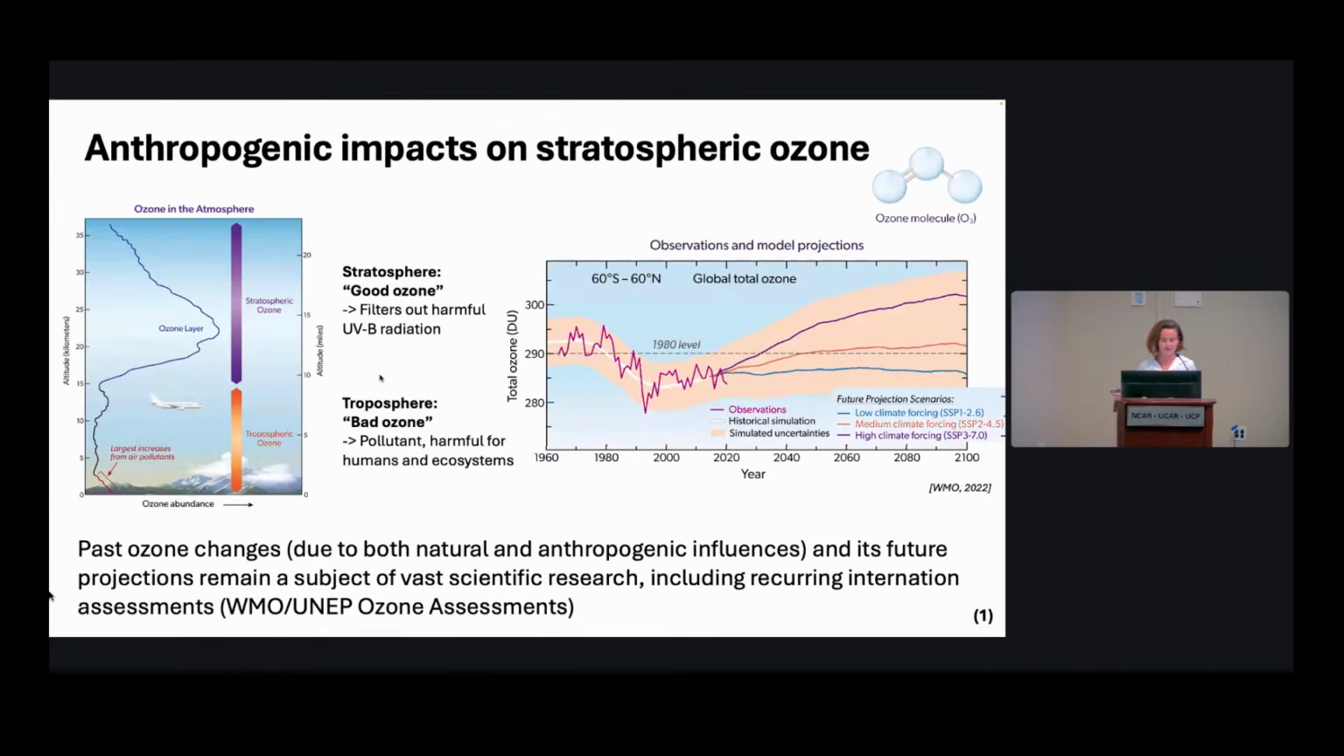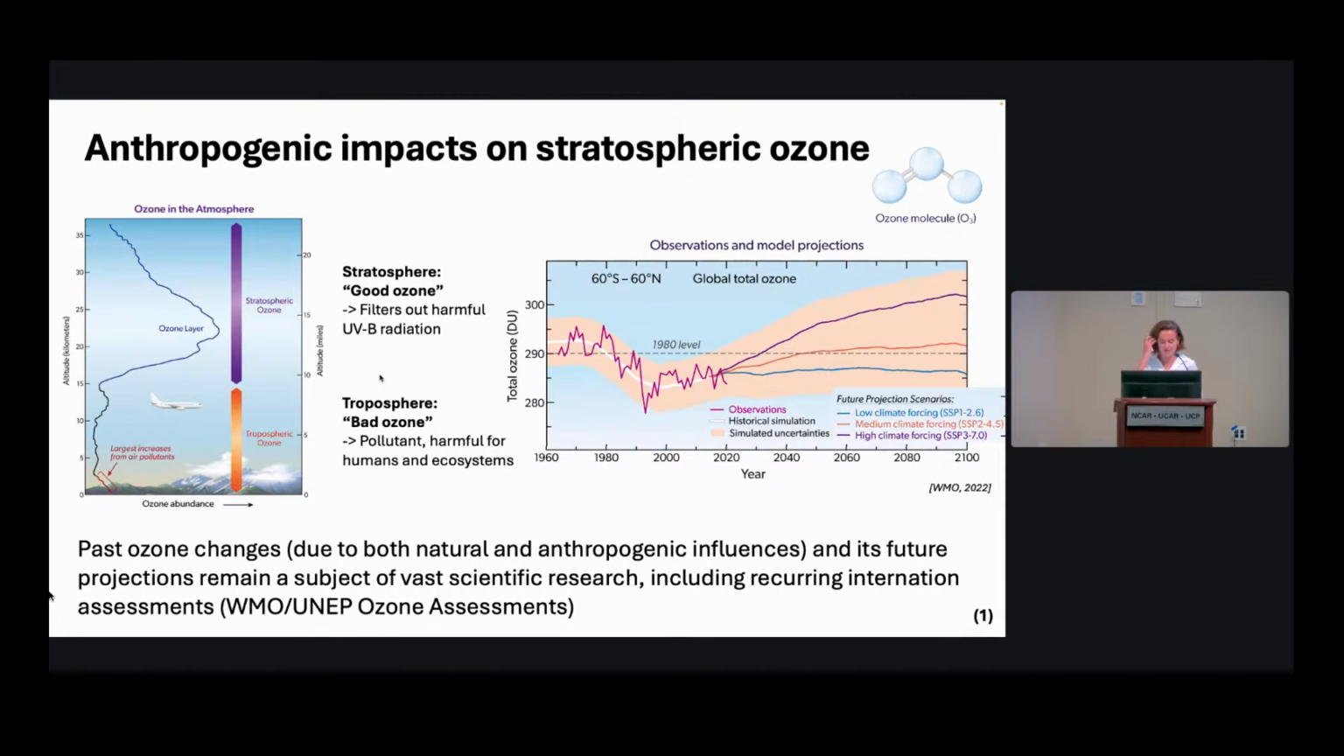So we know stratospheric ozone is important. It shields us, life, and ecosystems on Earth from the harmful solar UV radiation. We also know that both human activities and natural processes have been driving significant changes in stratospheric ozone over the recent past. And as such, future projections of stratospheric ozone continue to be the subject of vast international research.